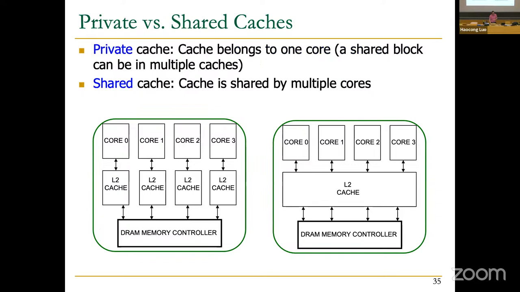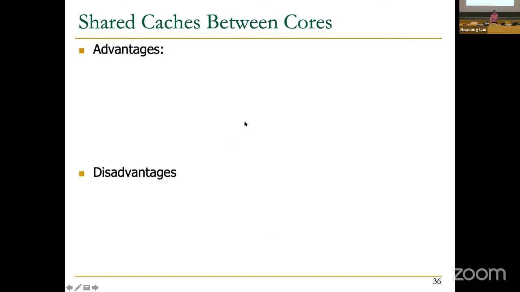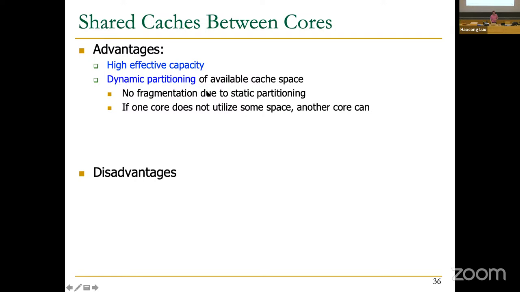Okay, now let's analyze this private versus shared caches from this resource sharing perspective. As I said, private cache belongs to one core, shared cache is shared by multiple cores. So what is the advantage of shared cache? You get high effective capacity. Anyone can utilize this big cache, right? That's good. You don't have fragmentation inside the cache, because you dynamically partition the available cache space, there's no fragmentation due to static partitioning. And if one core doesn't utilize some space, another core can. So this is nice, clearly.